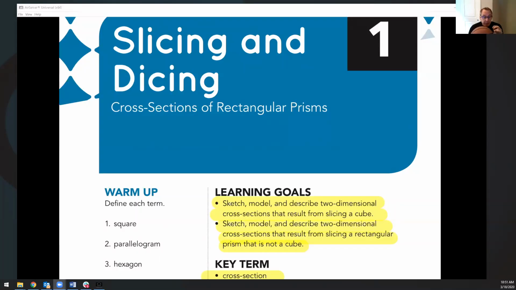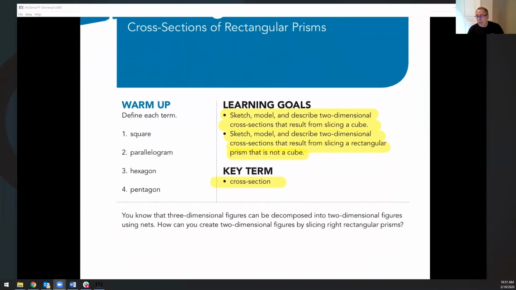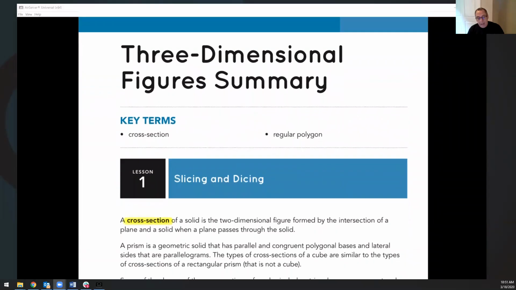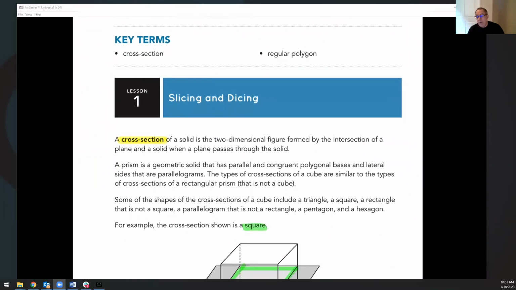We're going to be looking at a particular kind of three-dimensional figure in this lesson, and it's going to be called a rectangular prism. Now, that sounds complicated, but more commonly, rectangular prisms are known as boxes. A special kind of rectangular prism is a cube. So, what are we going to be exploring regarding rectangular prisms? We're going to be looking at a thing called a cross-section.